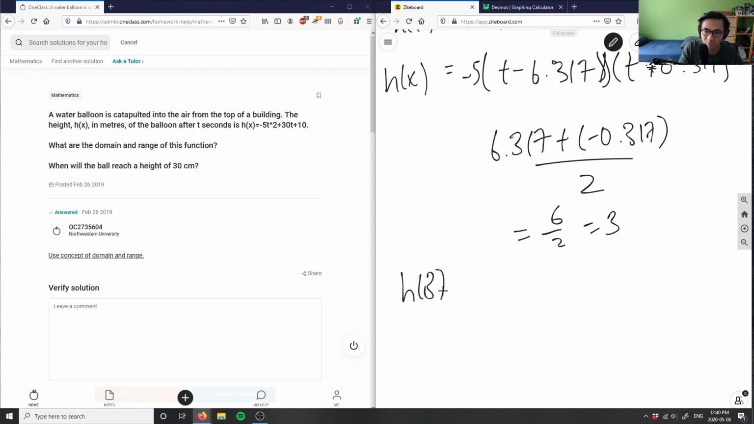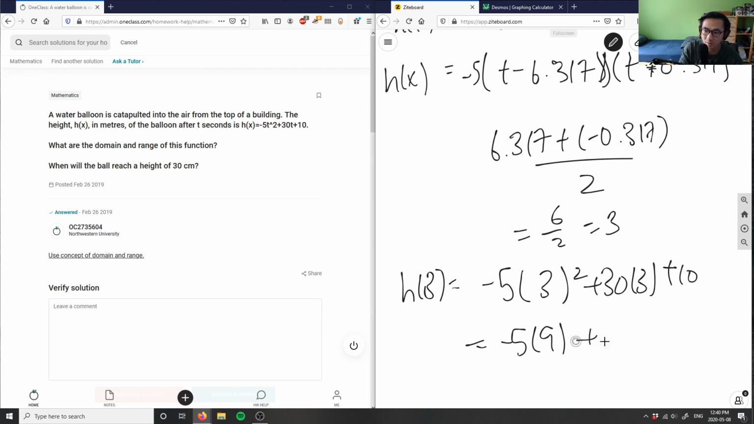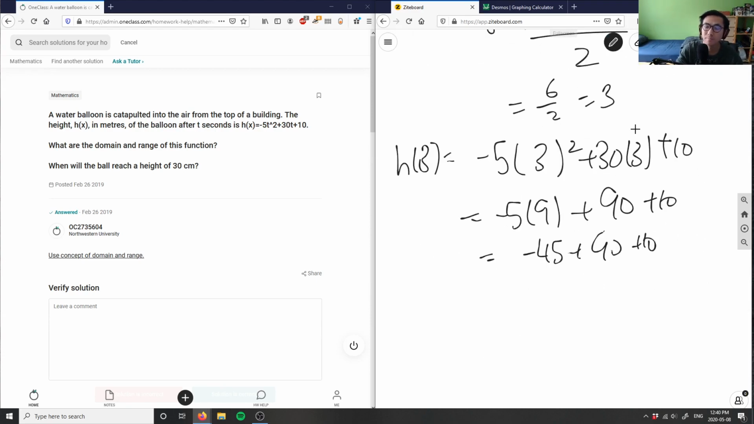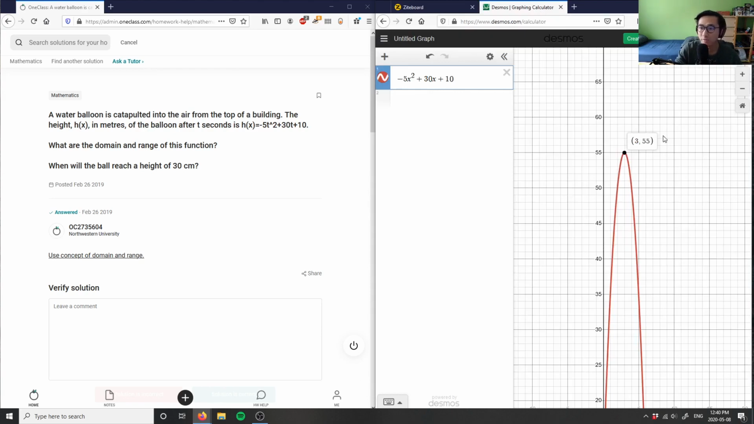I can say h at 3 would equal -5 times 3 squared plus 30 times 3 plus 10. This here would equal -5 times 9 plus 30 times 3, which is 90, plus 10. This here is -45 plus 90 plus 10, which would give me a value of 55. And 55 here is the vertex, right? As solved here as well.